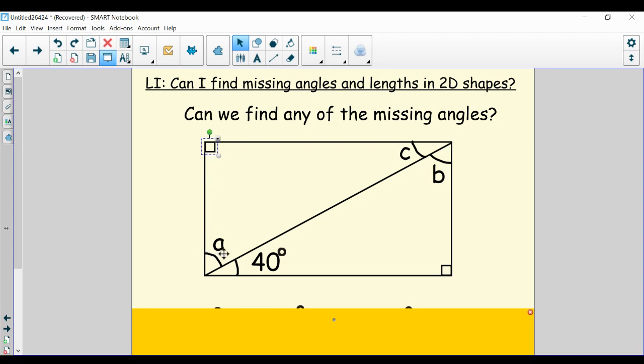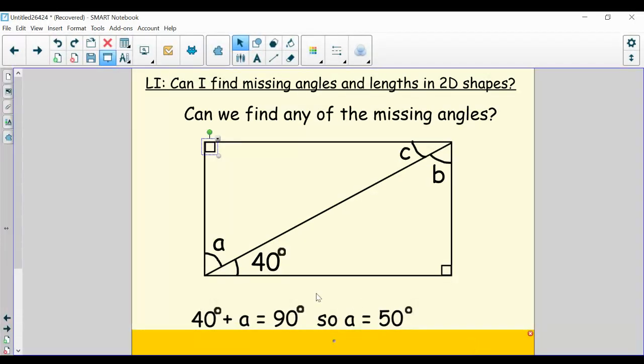That means they add to 90 in total. This one's been broken into 2 halves, but I know that when I add both together, it should give me 90. So I need to think about what will add to the 40 to create a 90. So 40 plus this A, which we don't know yet, is 90. So hopefully our brains can make the connection that A must be 50 because 40 plus 50 is 90. So A is 50 degrees.